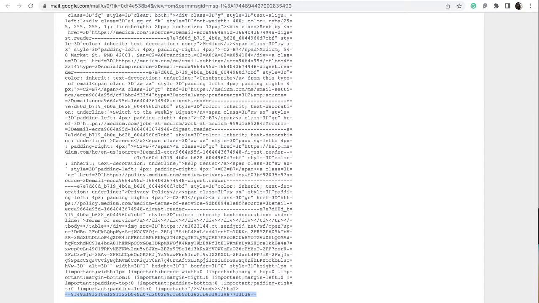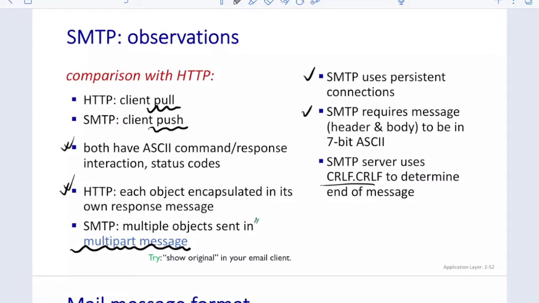So in HTTP, one request gets one response, right? The HTTP client will pull that specific object from the server, one object in one response. However, in SMTP, you can see the example I showed you.